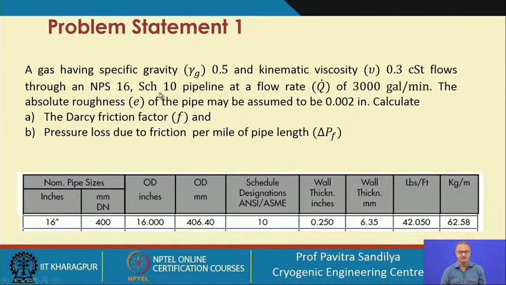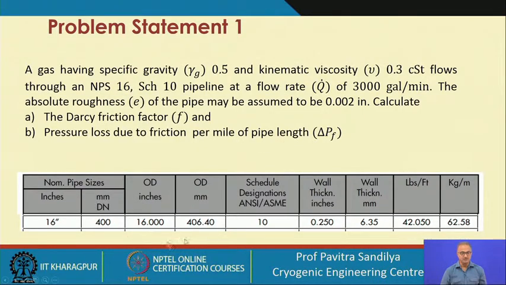and this is the type of the pipeline given. This is the flow rate, in gallons per minute, and the roughness has to be assumed to be 0.002 inches. So, we have to find out what? The Darcy friction factor and the pressure loss due to friction per mile of the pipe length.